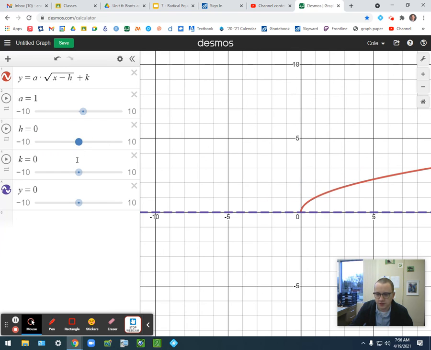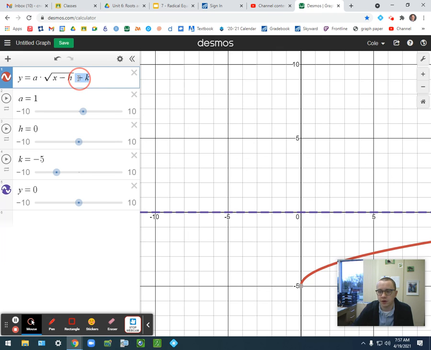And now let's look at k. If we do k, then this is a vertical translation. So if we make k 5, it's a translation up 5 units. And if it's negative 5, then it's a translation down 5 units. If it says negative 5 for k, it will probably say minus 5 right here instead of plus k. So that's just something to look out for.